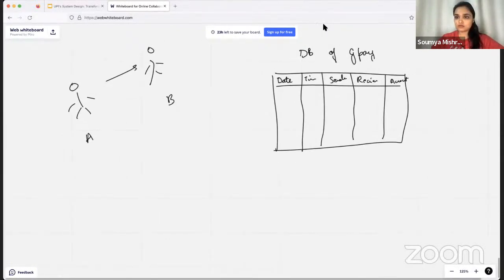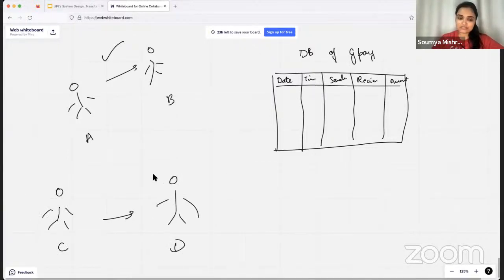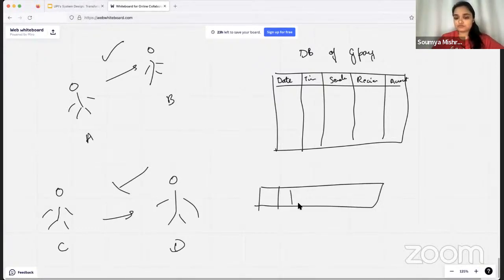Yeah, so this person sent, and this transaction was successful. There was another person C who sent it to D, and this transaction was also successful. There was another, and all of these transactions are happening, a lot of these, okay? All of this is called a message. All of this is stored in a queue, which is called a messaging queue, okay?